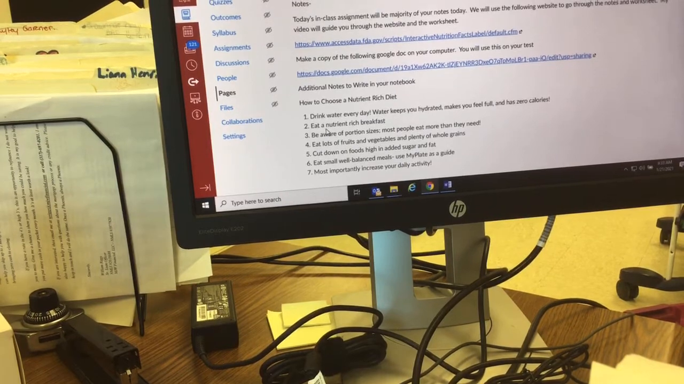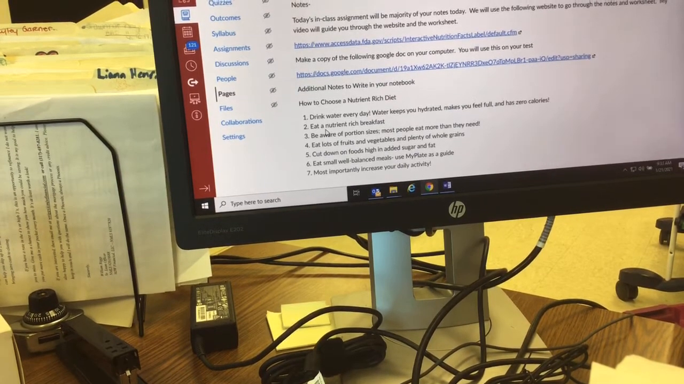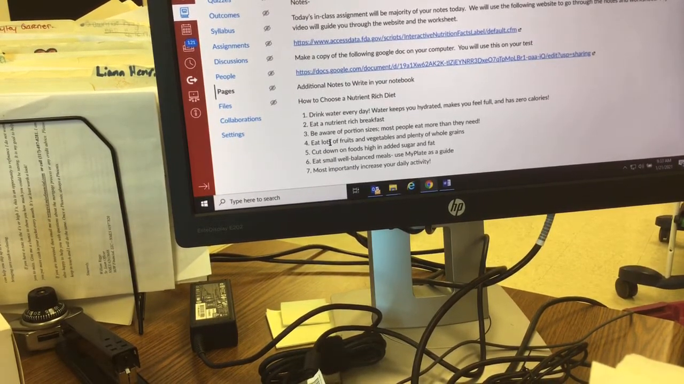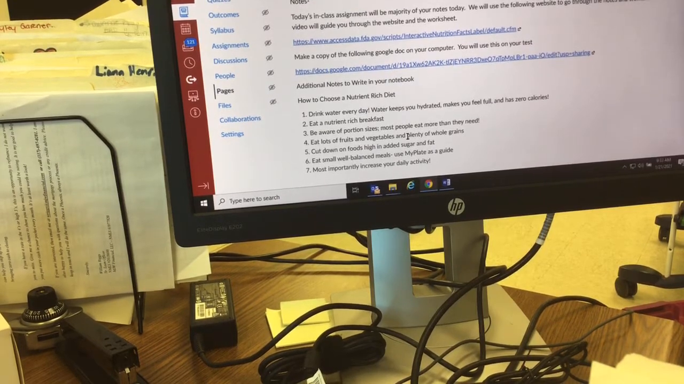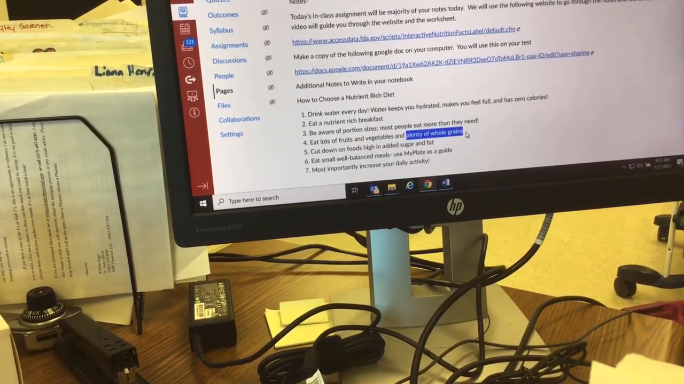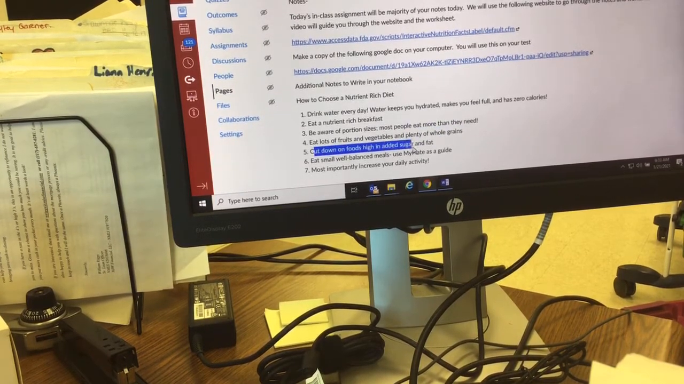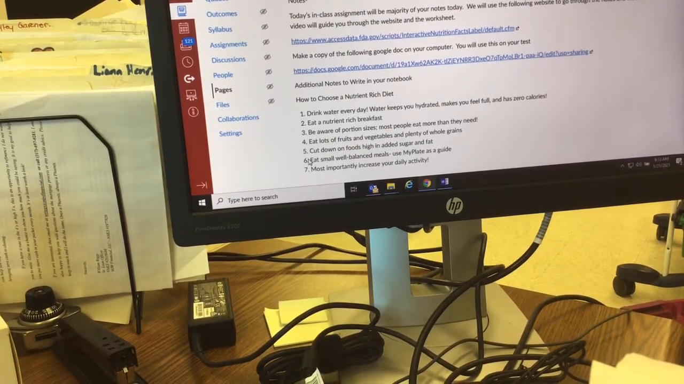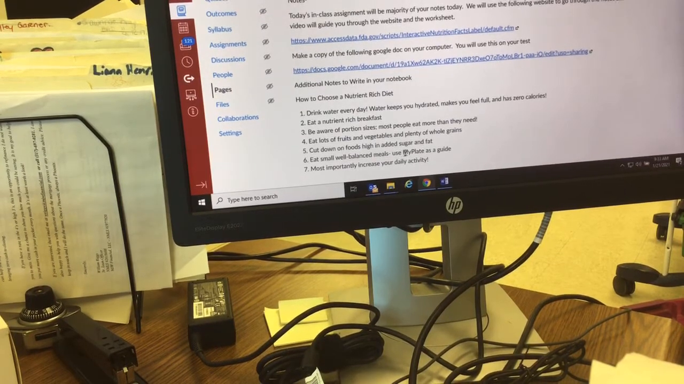We're eating a nutrient-rich breakfast. Try to start off your day with fruits and vegetables, okay? Be aware of those portion sizes, right? We don't want to eat more than we need. Lots of fruits and vegetables and plenty of whole grains. If we're picking a carbohydrate, we're trying to pick something that's 100% whole grain. Cut down on those high in added sugar and fat, which now you guys know how to find out if they're high in added sugar and fat. Eat smaller, well-balanced meals, and we're going to go over My Plate tomorrow, so we'll have that as a guide. And then last, increase that daily activity.